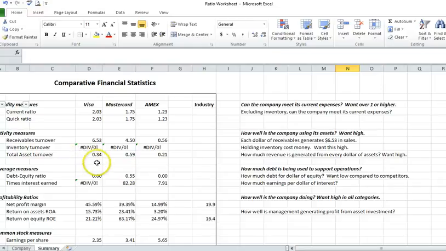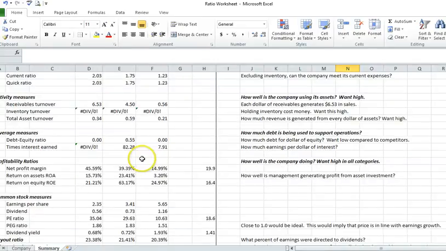And lastly, asset turnover. How much revenue is generated from every dollar of assets? If we're going to buy an asset, remember an asset could be a building, or a piece of equipment, or it's a big purchase. We want to make sure that our sales are supporting any of these asset purchases. So we want something that's higher. And in this list, MasterCard is the highest at 59 cents for every dollar of assets. And again, American Express being the lowest. Okay, you can go through these, and I really want you to understand what these measures are talking about. That's part of your homework.